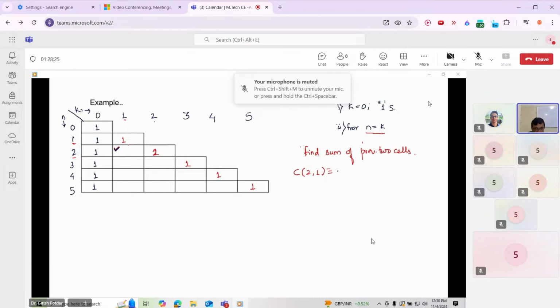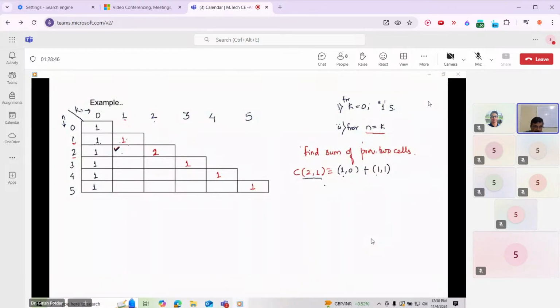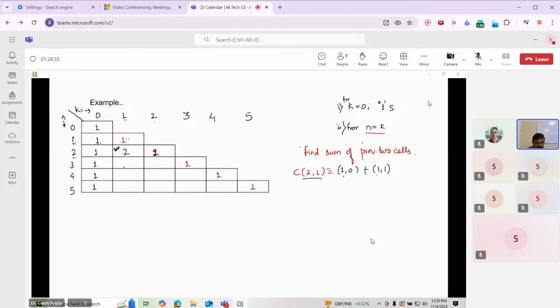You can just see that C21 is equal to the sum of the previous two cells. The sum of the previous two cells is cell 10 plus cell 11. Even if you substitute in the formula, you will be getting this only. So directly we can use this computed value and add it here. So this will become 2 and this is 1. Okay, right.